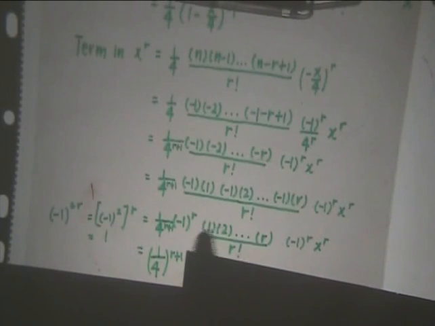And I can see that I have 1 times 2 times 3 all the way to r divided by r factorial. So this means that the numerator is r factorial and the denominator is r factorial. So I will have 1 here also. So this is gone, this is gone, this is gone.